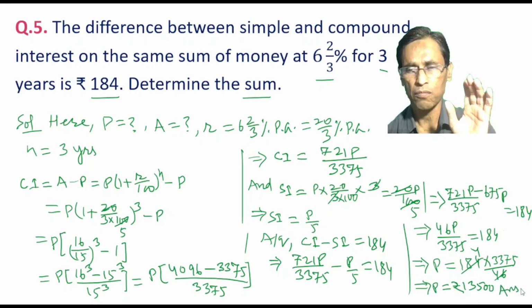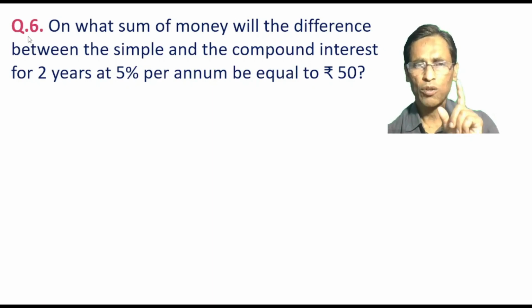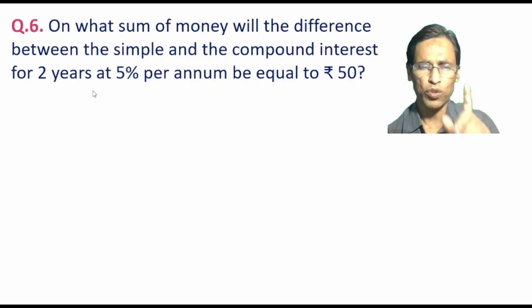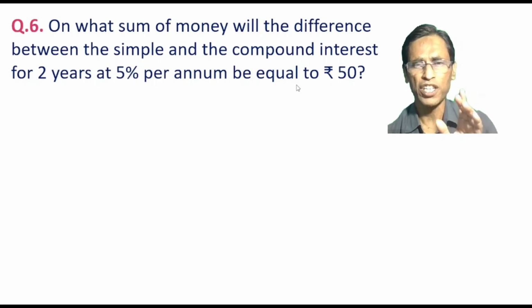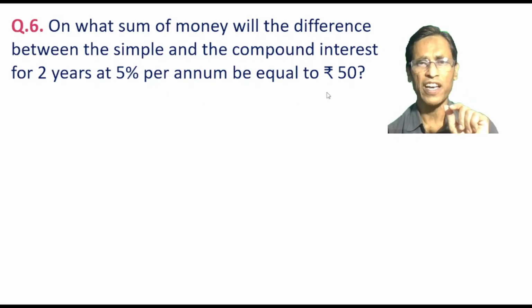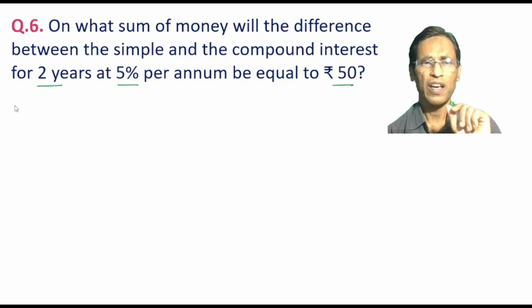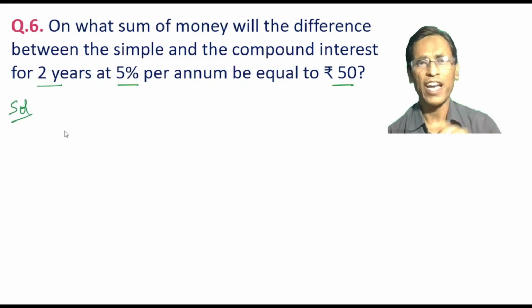Answer. Now we come to question number 6. On what sum of money will the difference between the simple and the compound interest for 2 years at 5% per annum be equal to rupees 50? This question is also like the previous question. Here also, what is the difference between compound interest and simple interest? It is given 50. And the rate of interest is 5% per annum and the number of years is 2 years. And so we shall proceed like the previous question.